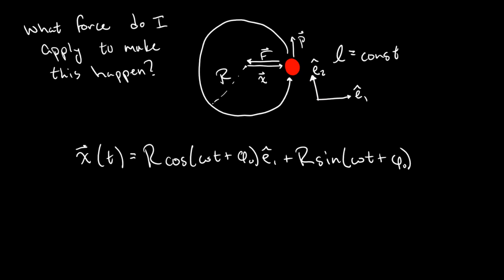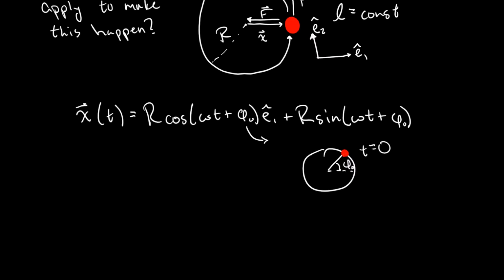Okay, so what are these things? Obviously, r is the radius of the circle, t is the time elapsed, and phi 0 is the angle that this thing starts at. So if I look at time 0 and say this is my E1 direction, and my mass starts here, this would be phi naught, where this is all at t equals 0.